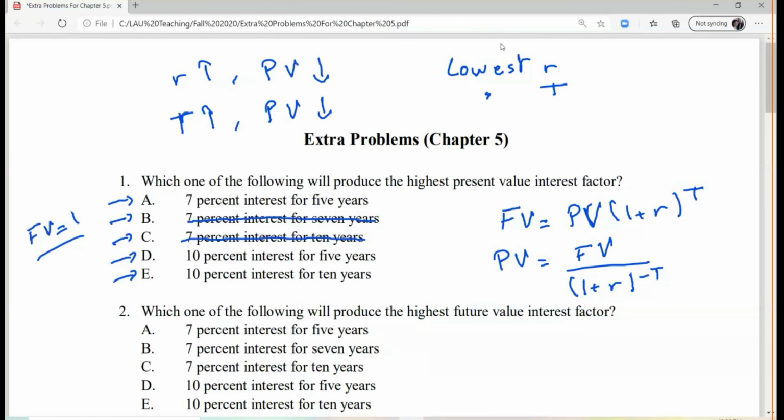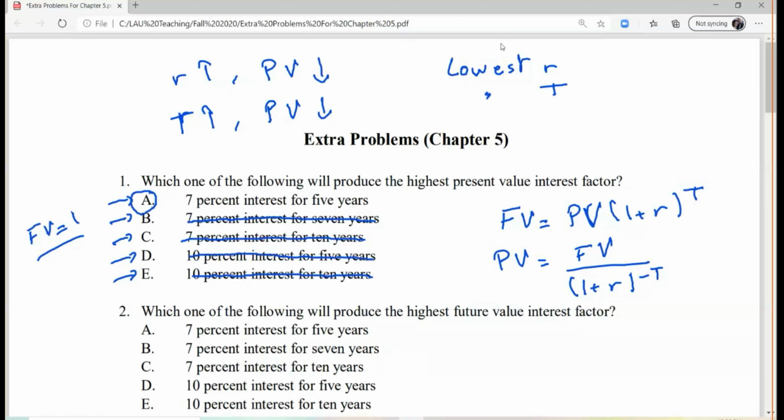Now, D and E have the same R. However, D has a lower T, so I can eliminate E. Now, between A and D, they have the same T with a different R. I need to choose the one with the lowest R, so I choose A by eliminating D. So the correct answer is A.